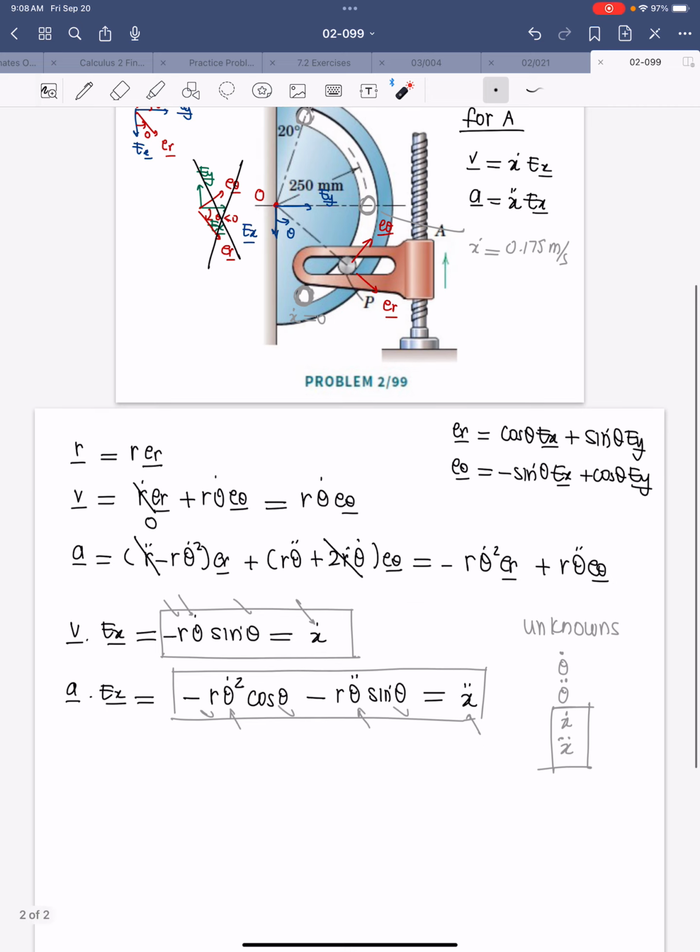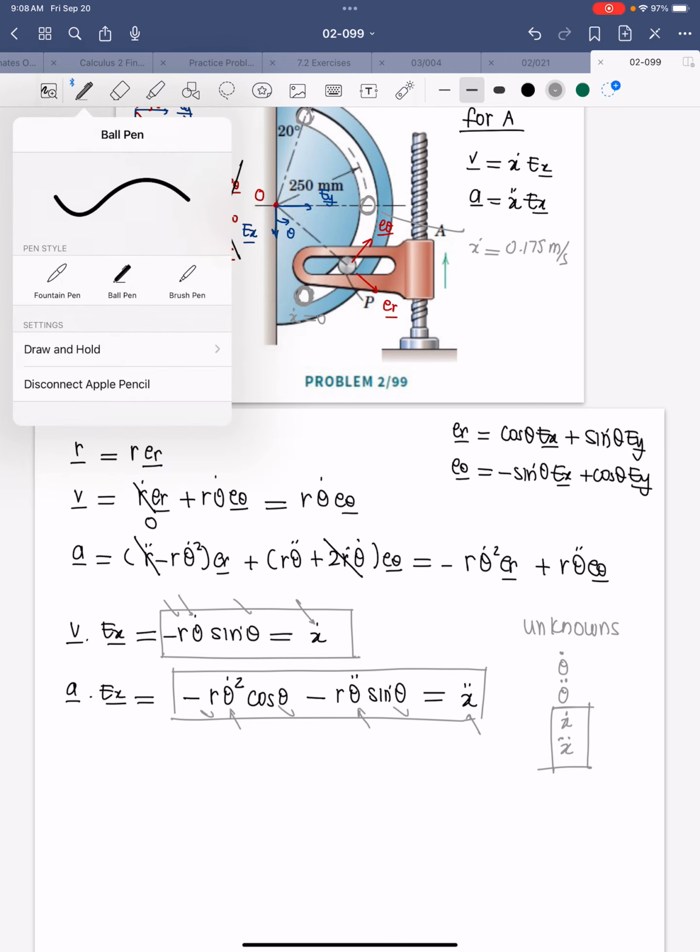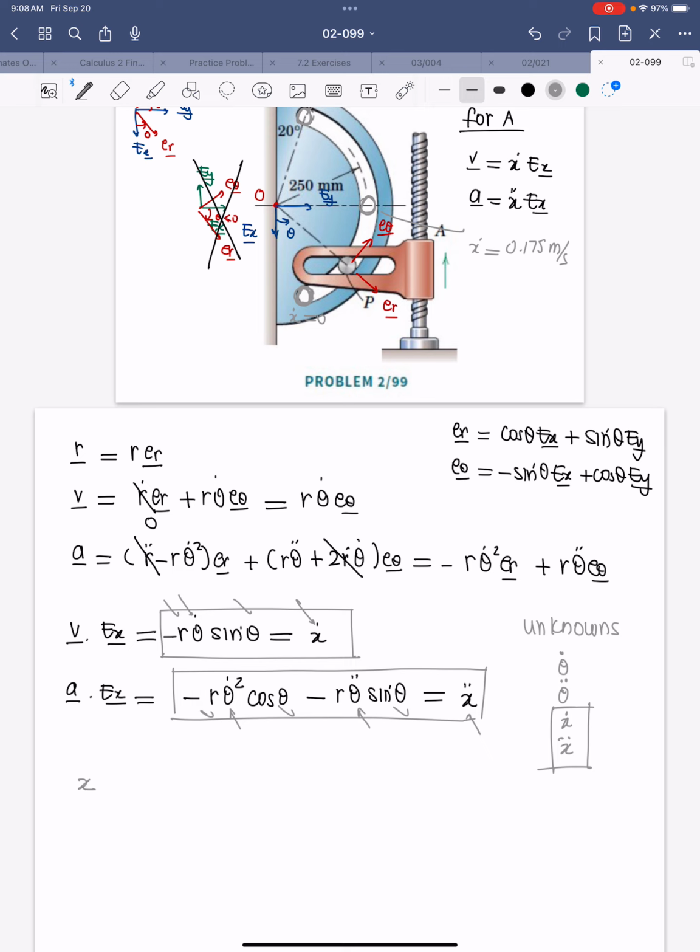Let us see. Note that initially here, the angle is 20 degrees, kind of like symmetric to the top. So initially, when we're at rest, theta is not 0, it's equal to 20 degrees. So x dot, when theta is equal to 20 degrees, is equal to 0.